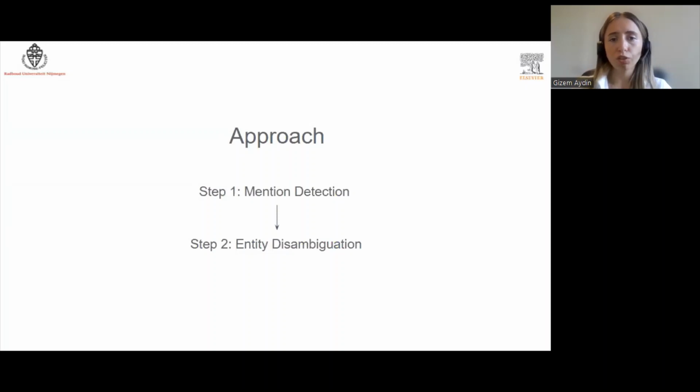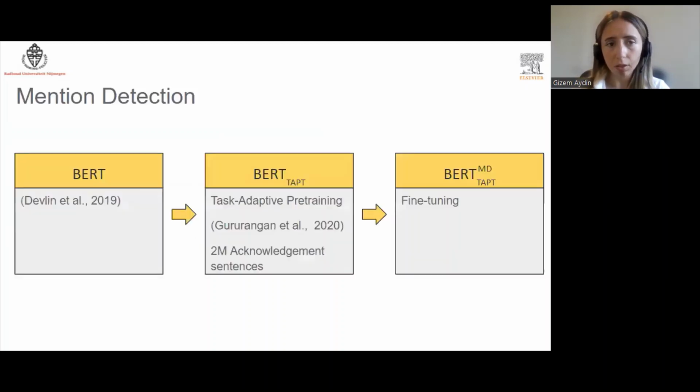In our approach, we use separate models for mention detection and entity disambiguation. For mention detection, we use a BERT model and we perform task adaptive pre-training to obtain BERT-TAPT. We do this by training the BERT model with the masked language modeling objective using acknowledgement sections of academic articles. Later on, we fine-tune the BERT model on an annotated dataset for the mention detection task, and we obtain our final model, BERT-MD.